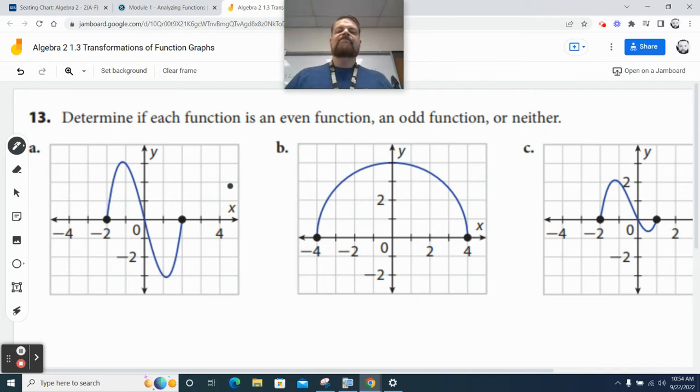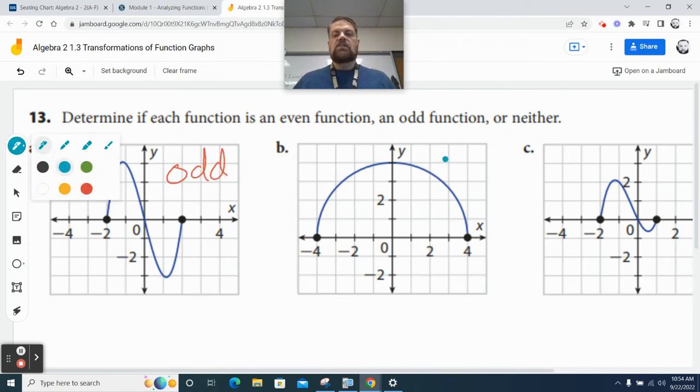Even or odd or neither. So let's talk about even or odd or neither. So this one, I'm going to label them, and I want to see if you guys remember. This is odd. This is an odd function. Yeah, this one is an even function.